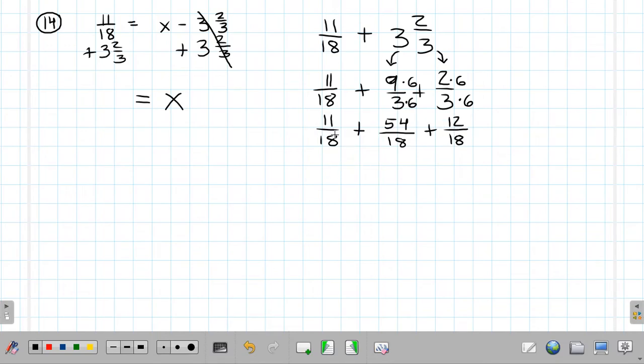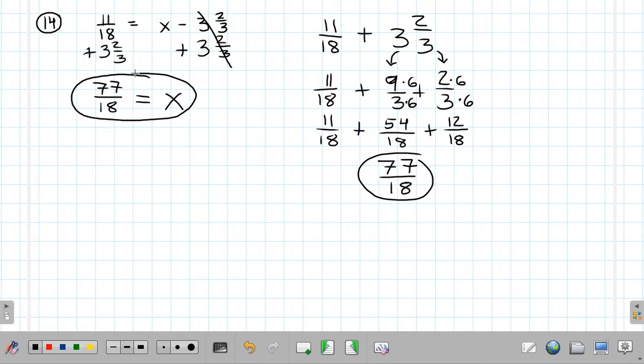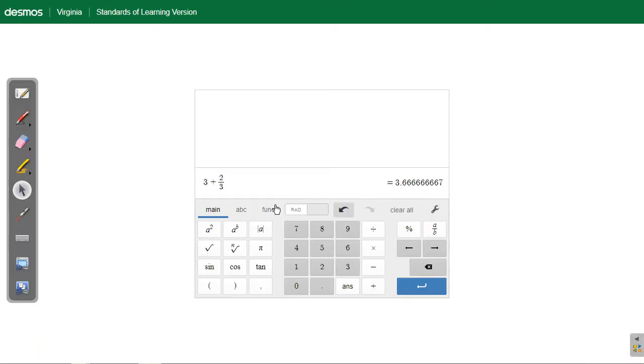And now when we have all these together, we just add 11 plus 54 plus 12, okay, and that gives us 77 over 18. And that's actually our answer, okay? Once again, that's an improper fraction, but that can be our answer. But like I said, if we have problems with that, then we get to this point, then we could just, like I said, I'm fine with you going over to the calculator.